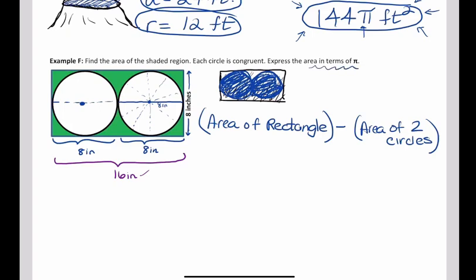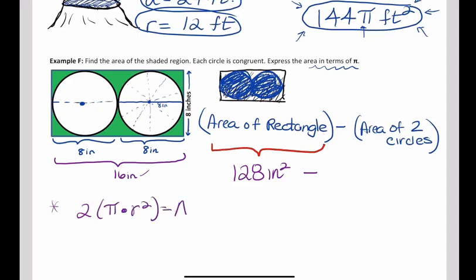So the area of a rectangle is going to be a matter of doing 8 times 16. 16 times 8, which is 128. I can put 128 square inches right there. And then the area of the circle is going to be a matter of doing, well, there's 2 circles here. So let's put it off to the side here. So we have 2 circles, so we're going to do 2 times pi times radius squared. That'll be the total area of both the circles.